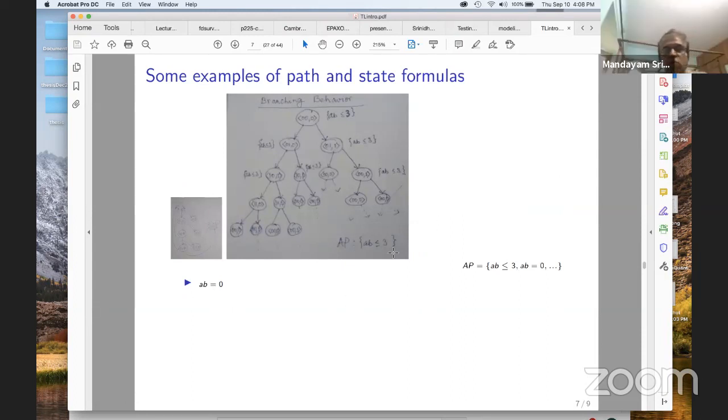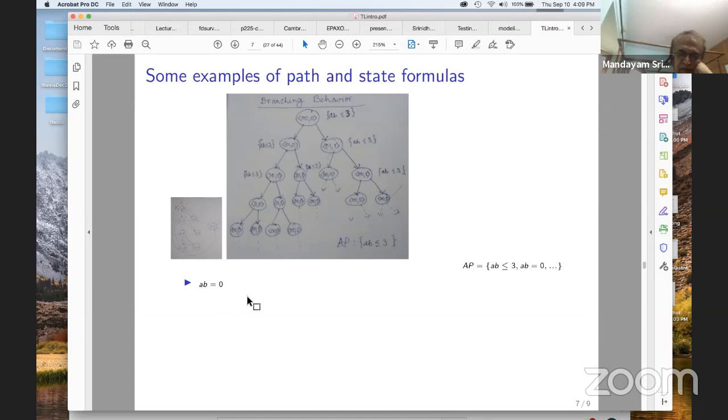Okay, so let's assume that the atomic predicates here are one that checks if AB is equal to 0 or AB is less than or equal to 3. So here is an atomic predicate. For each of these things, tell me if it is a state formula or a path formula or both, as per the definition of syntax.